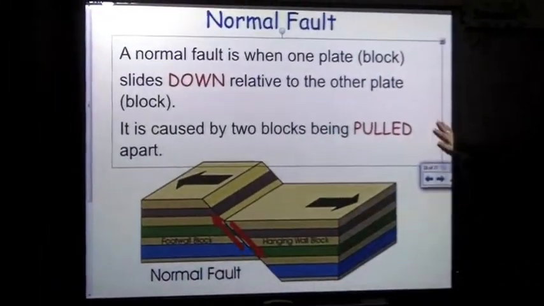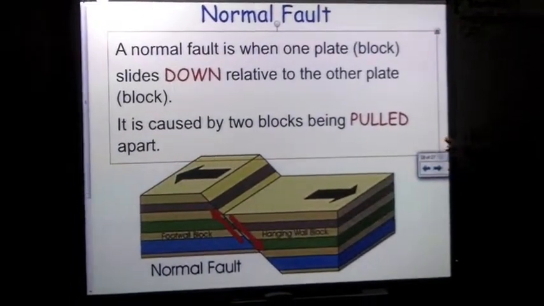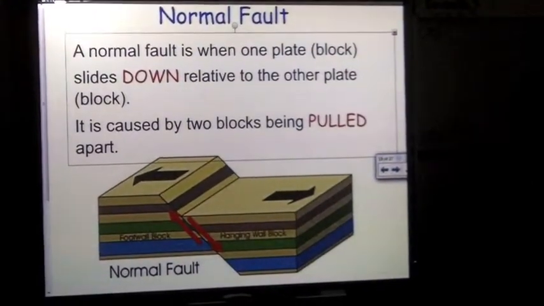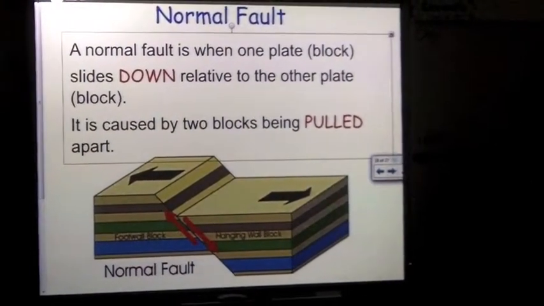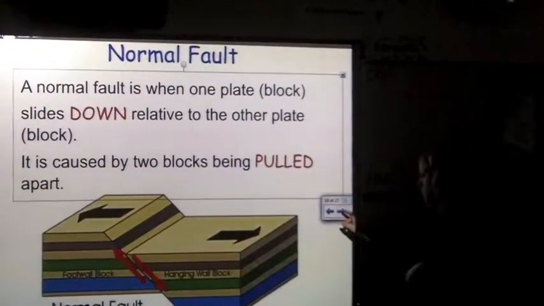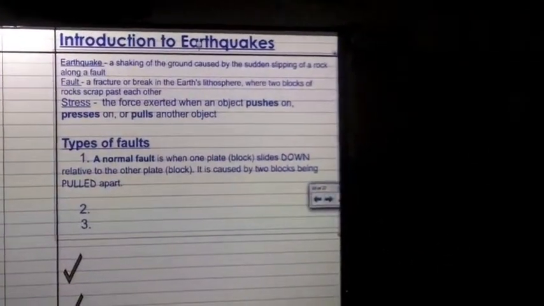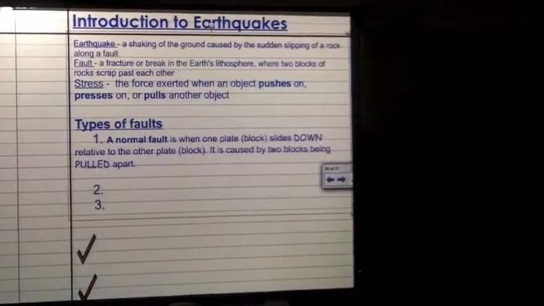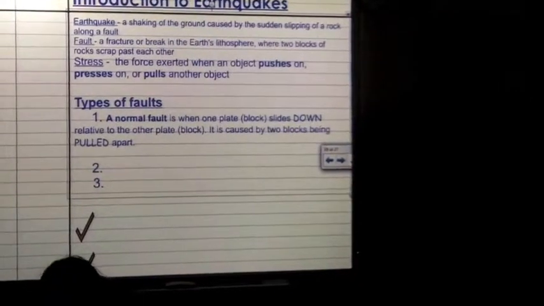Okay. So let's think about how this would correspond to our actual plates. This is exactly what we see. We have our normal fault, when one plate is going to go down, which is what we saw when we moved those blocks. So when one plate is moving down, this is a normal fault. This is caused by two blocks that are being pulled apart. So a normal fault is when one plate or block, you can think of it like your blocks, slides down. So it's going below. Do you need to move closer? Okay, this definition is kind of small. If you need to scooch up a little closer, you guys can.